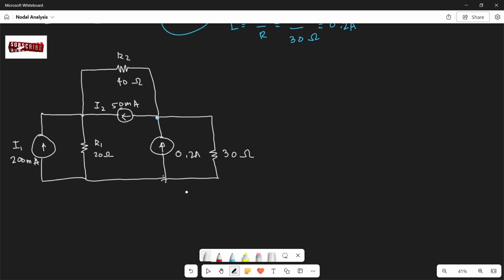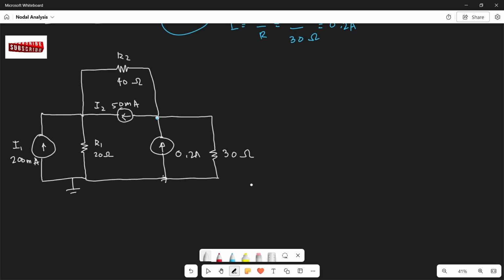The second step is to select a reference node. This is typically the ground. In this circuit, this node will be our reference node, so let us denote this reference node with a ground. All the voltages will be referenced to this reference node.